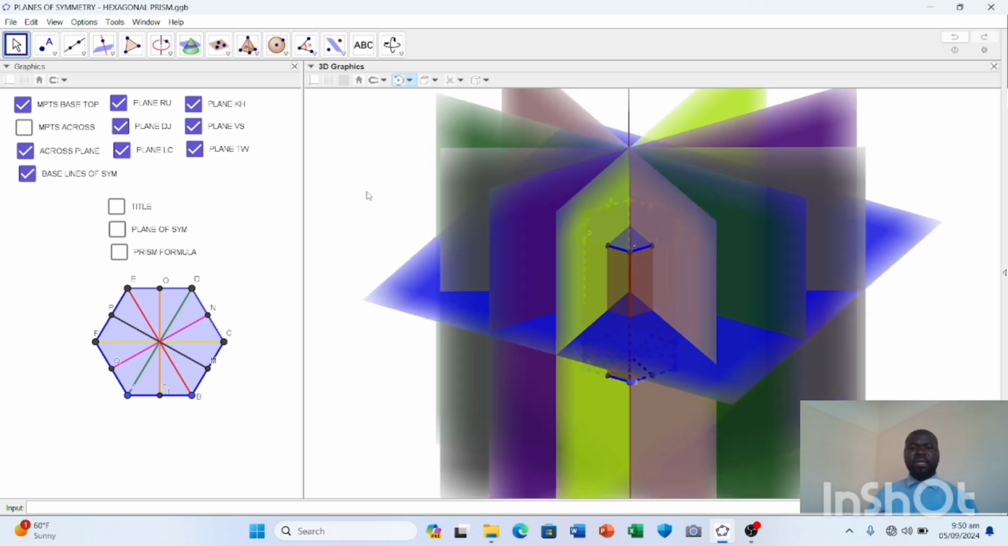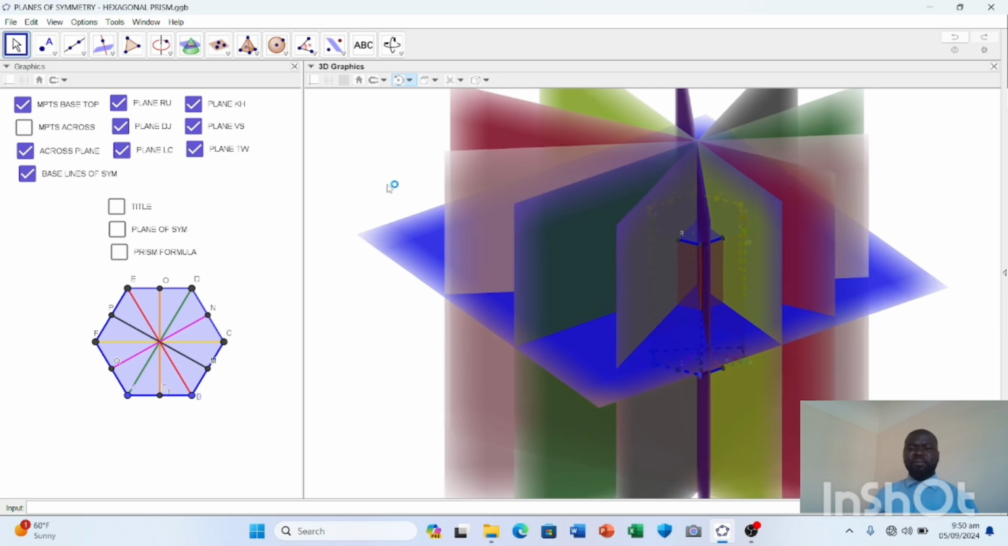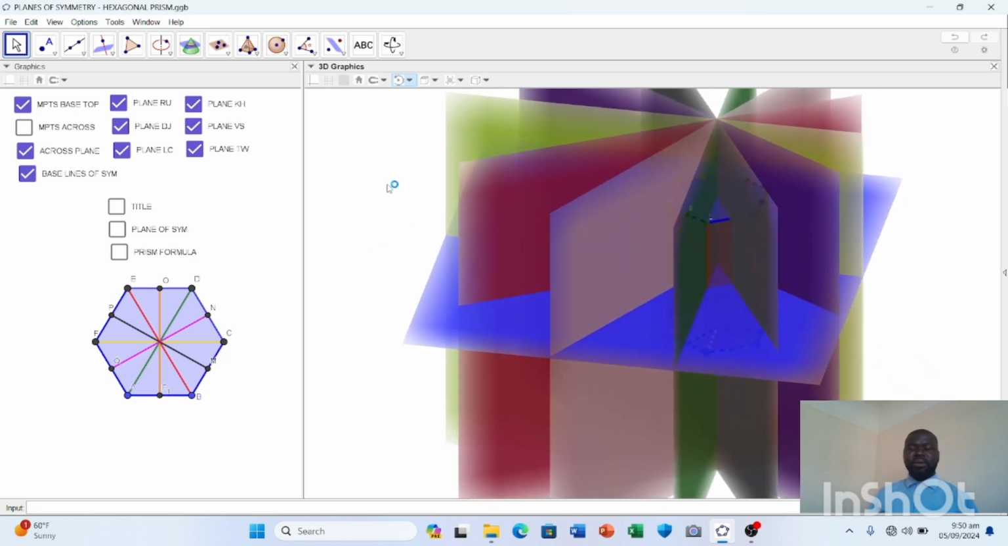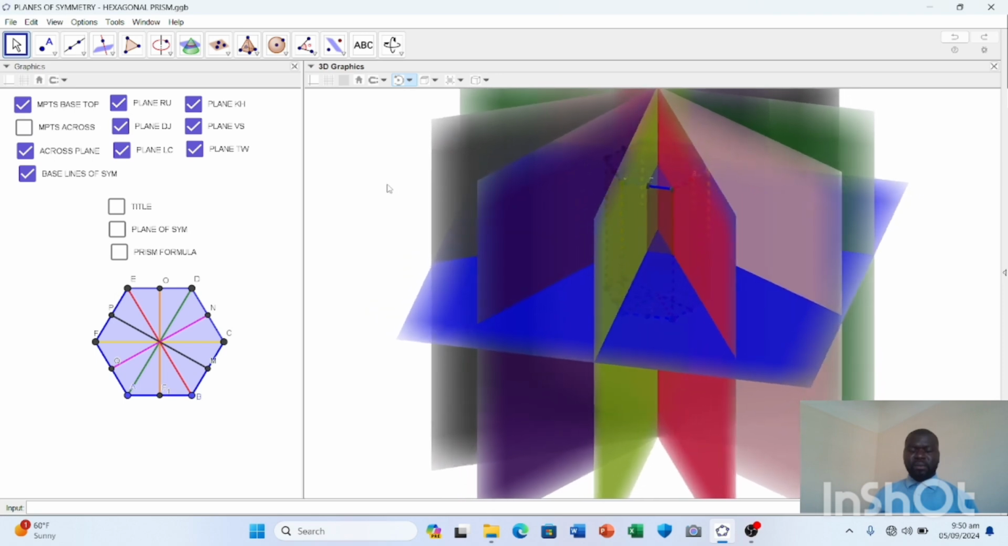So generally, a regular base prism has the number of planes of symmetry equal to the number of lines of symmetry of the base plus 1, be it regular or irregular.